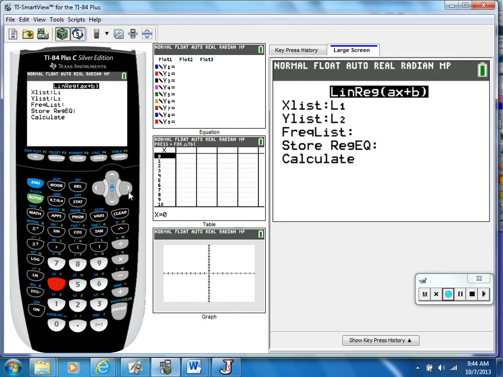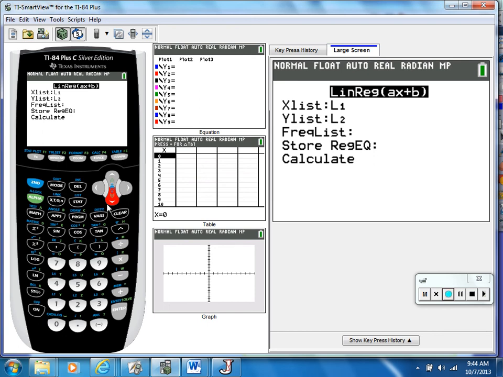Now, notice I told you in L1 you put your x's, in L2 you put your y's, right? So that already says that right there. X list L1, Y list L2. Frequency list you skip. But go down to where it says store reg EQ. That means store regression equation. This is new to just this calculator. So if you downloaded the calculator that I showed you on Friday, this part is not on it. But it's helpful whenever you do some stuff that's in here that I do need you to use the calculator for.